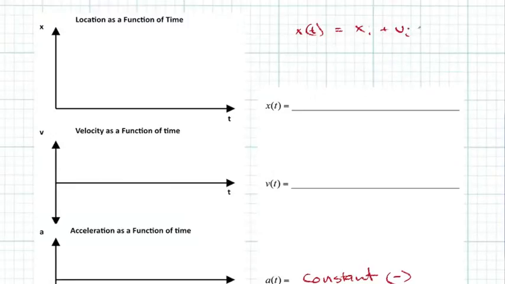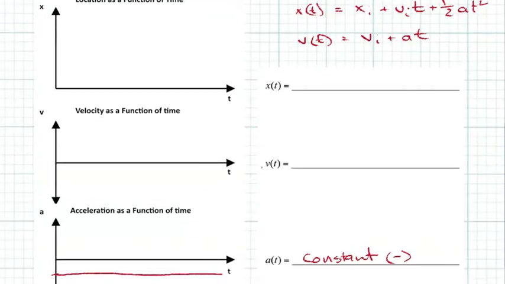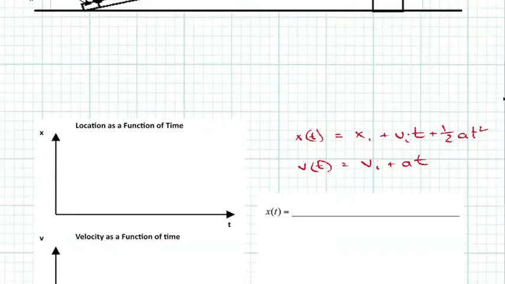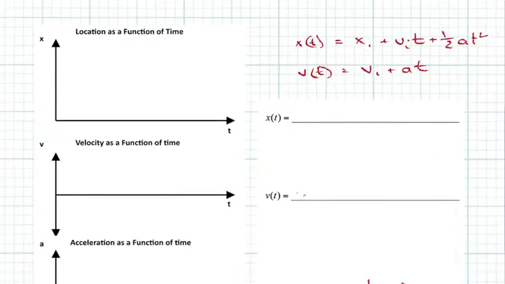Plus vi times t plus 1/2 times acceleration times time squared. And our velocity as a function of time is equal to initial velocity plus acceleration times time. Okay, velocity is a function of time. Well, what's our initial velocity? It's something positive, so it's going to be greater than 0, so we're going to leave that in there. So our velocity as a function of time is initial velocity.